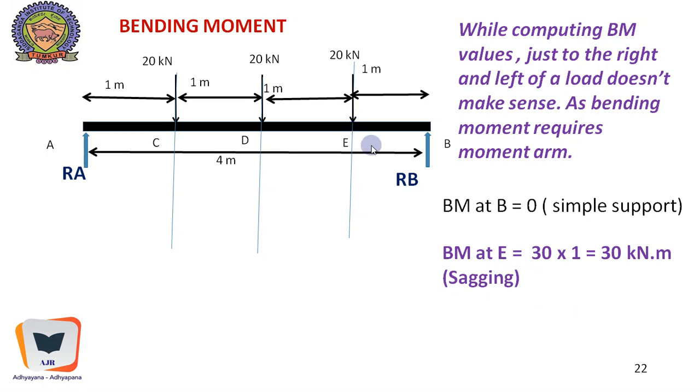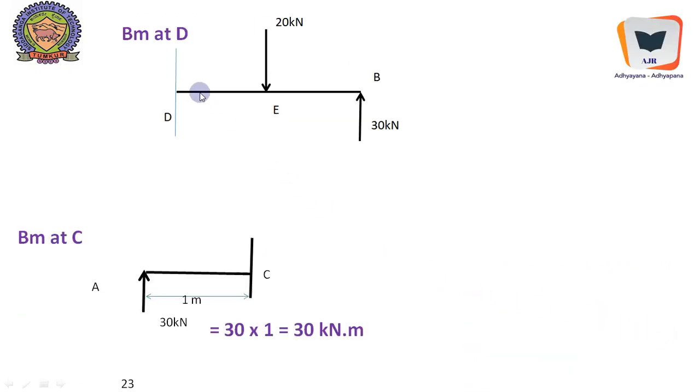BM at E here. We will take a small section over here. We will dissect this portion of the beam, and here is the beam, here is the section, here is the reaction, and there is only the reaction effect. The reaction will push the beam up, creating a kind of sagging. So it is 30 into 1. 30 is the magnitude of the load, 30 into 1, moment Rm. So 30 kilonewton meter.